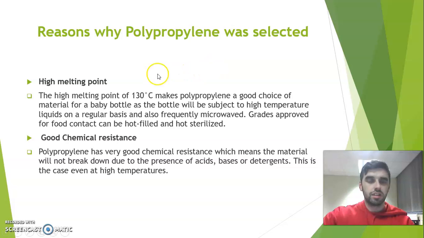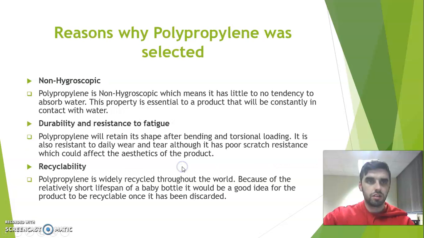Reasons why polypropylene is selected for this application: its high melting point of 130 degrees makes polypropylene a good choice for this selected application. Good chemical resistance also, as harmful materials do not seep into the liquid. Non-hygroscopic, as I said before, durability and resistance to fatigue, and recyclability.